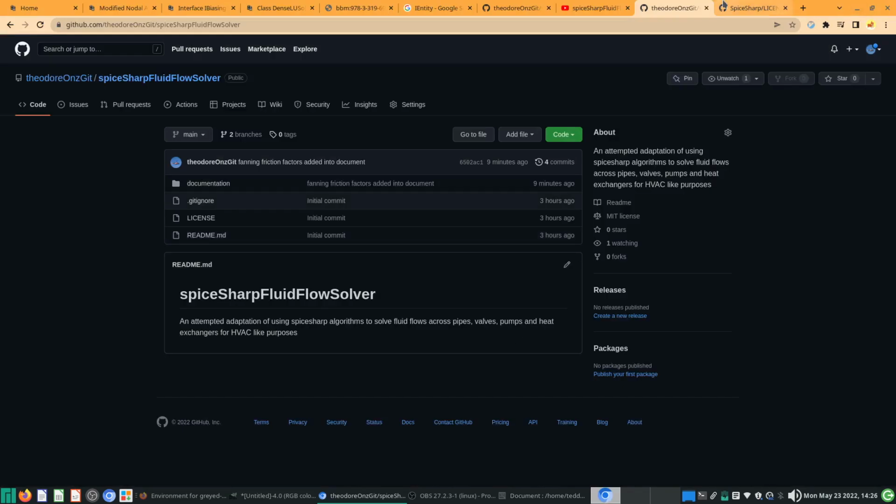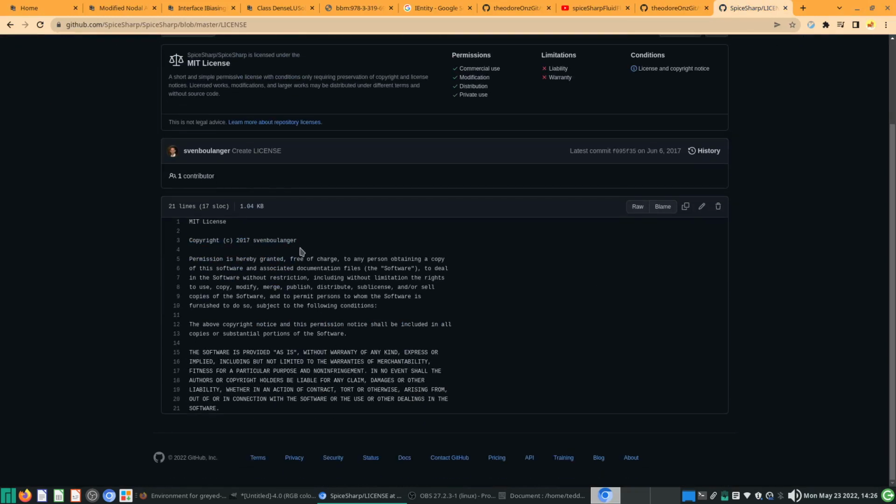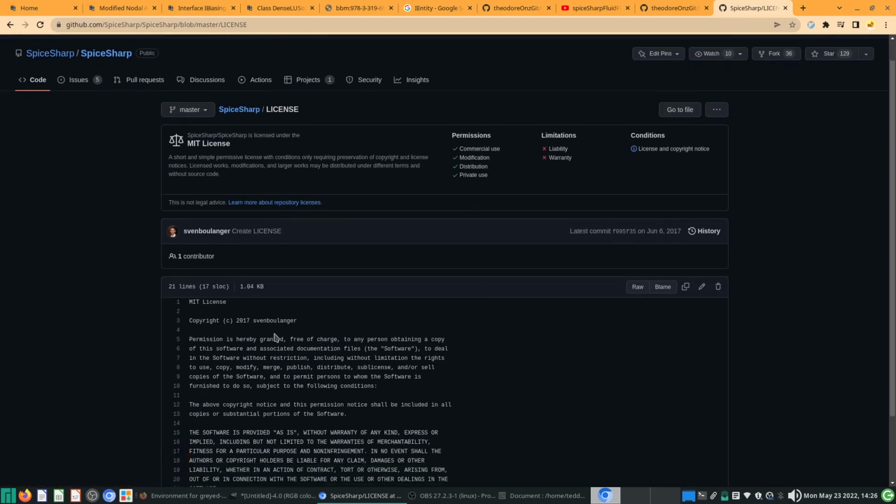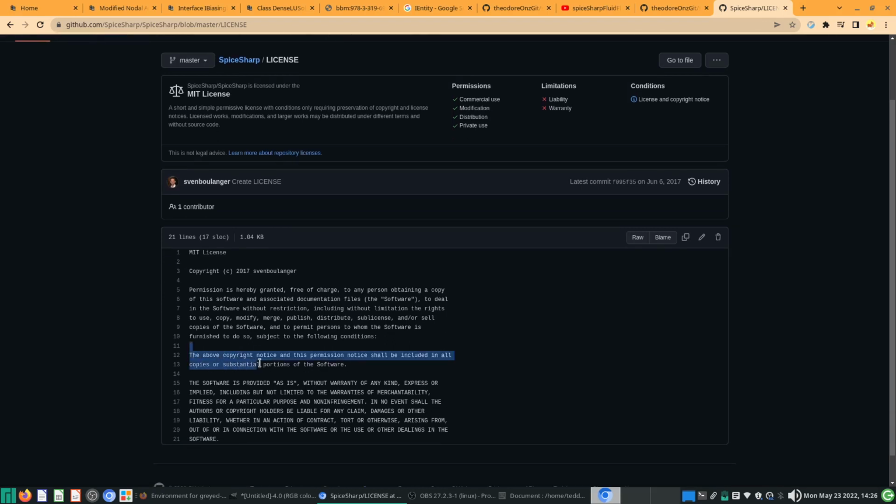Of course, last thing I want to do is that I'm taking note of this MIT license for SpiceSharp. The permission is hereby granted free of charge to any person obtaining a copy of the software and associated documentation files to deal in the software without restriction, without limitation in rights to use, copy, modify, merge, publish, distribute, sublicense, and or sell copies of the software, and to permit persons to whom the software is furnished to do so, subject to the following conditions. The above copyright notice and this permission notice shall be included in all copies or substantial portions of the software.